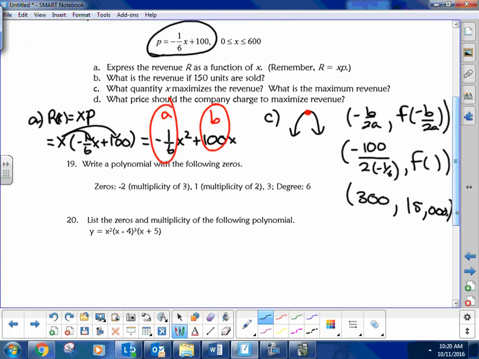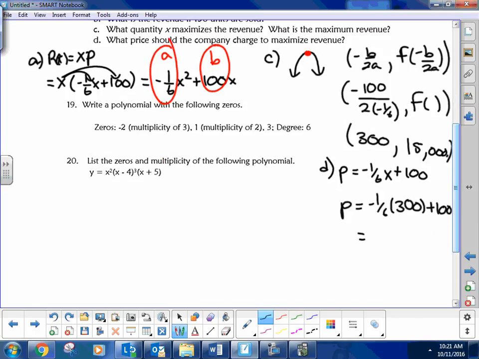Now, on D, it wants to know what price to charge. You have the benefit of having the price equation, which is negative 1/6 x plus 100, which means negative 1/6 times 300 plus 100 is going to be negative 50 plus 100. So it comes out just being $50. So that's the solution for D.